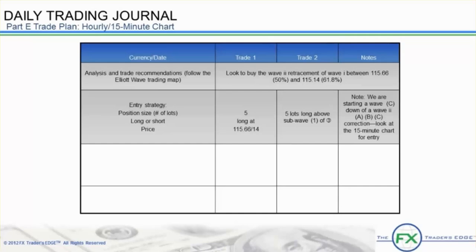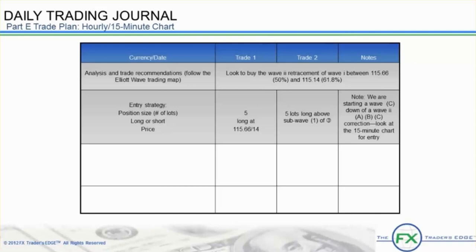The trade plan is specific. Use the Elliott wave trading map as a guide for the number of lots to trade given where you are in the wave count. Define your entry strategy on the hourly chart and confirm price action on the 15-minute chart to enter trade. Be clear about your entry requirements under the notes column. What is telling you to enter this trade?